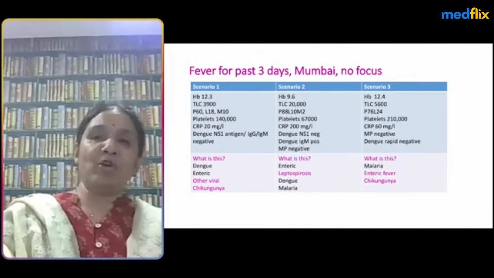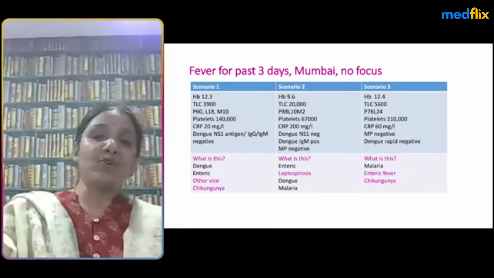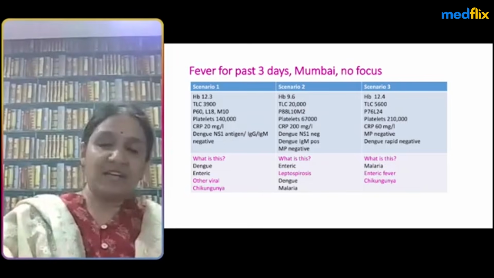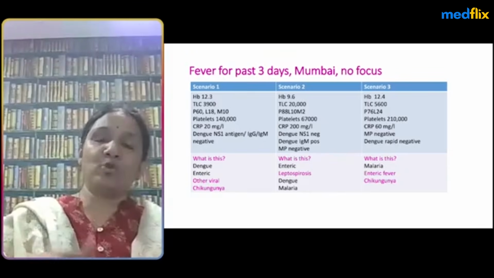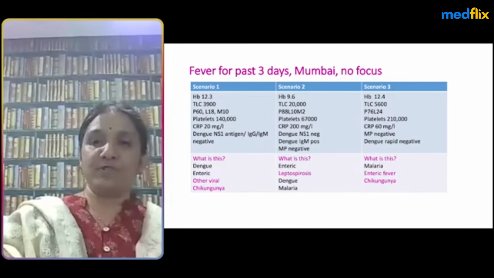Can be either typhoid or chikungunya, because here again your CRP is high. So this can even be chikungunya, this could even be typhoid. So this is just to tell you that 3 days of fever, it can be anything. It could be typhoid, it could be chikungunya, it could be dengue, it could be malaria, it could be leptospirosis. But if you do a CBC or CRP, it can give you some sort of clues.